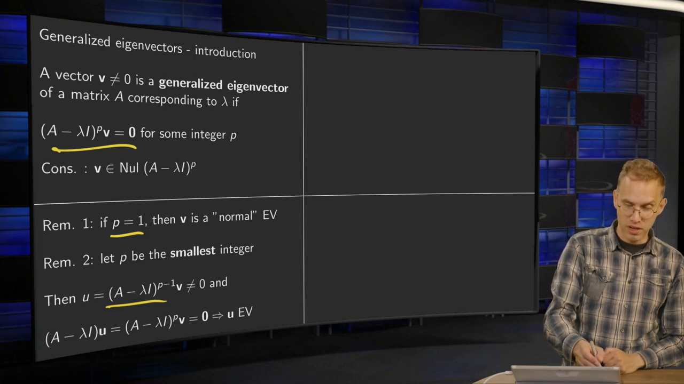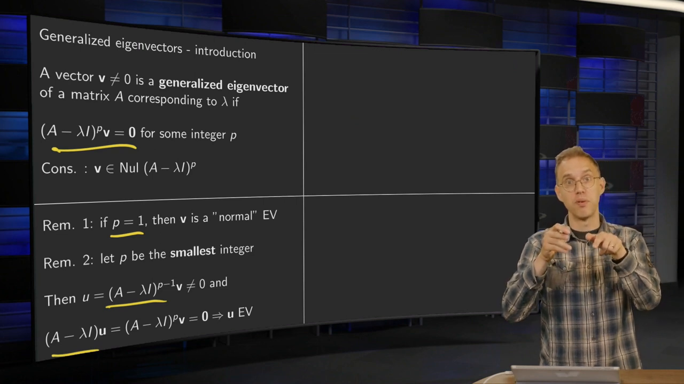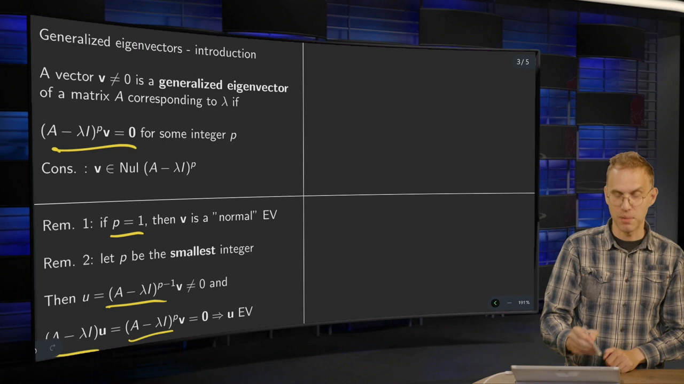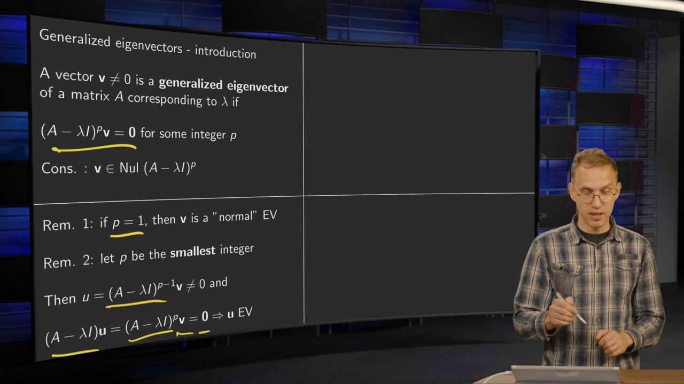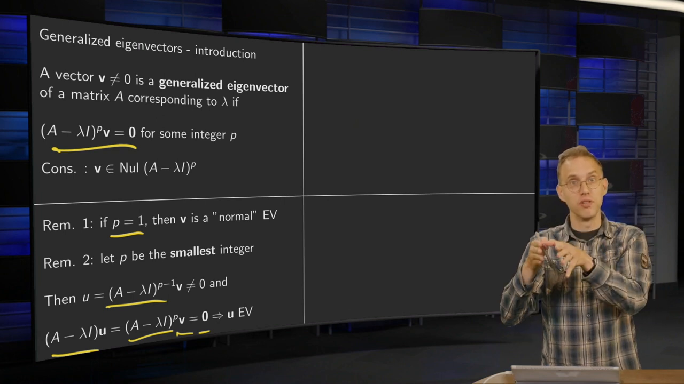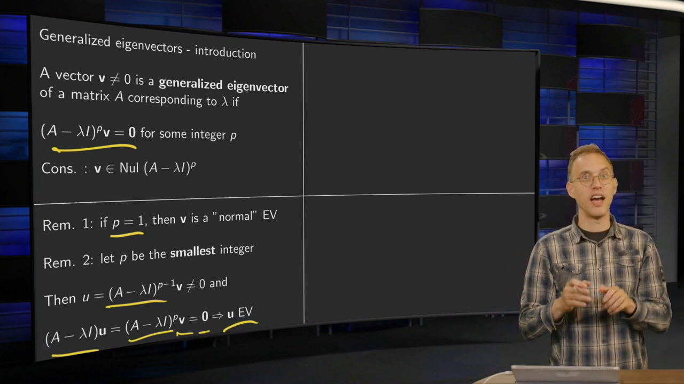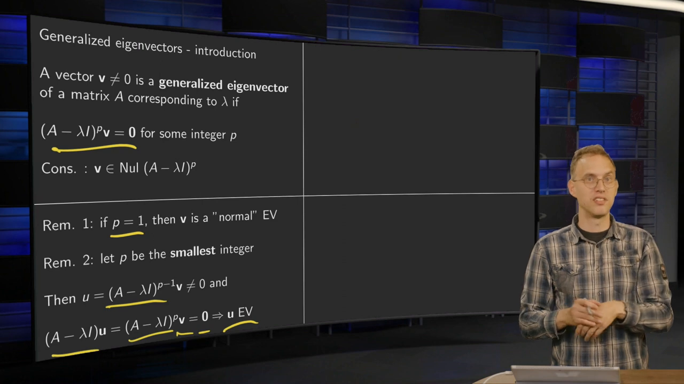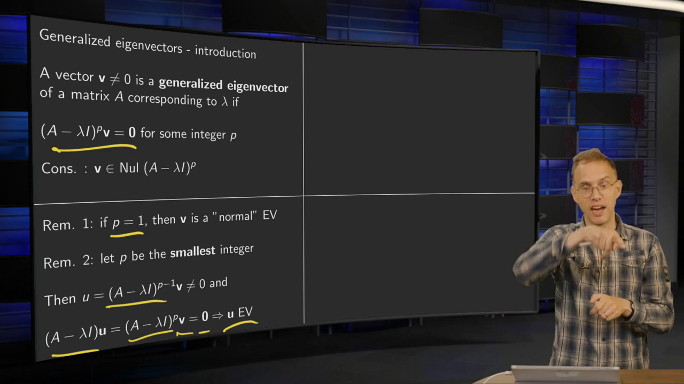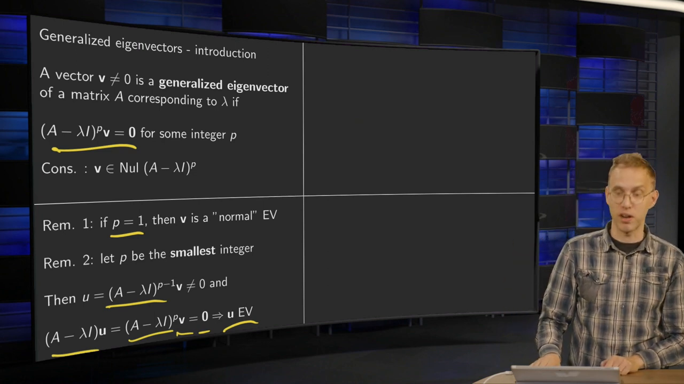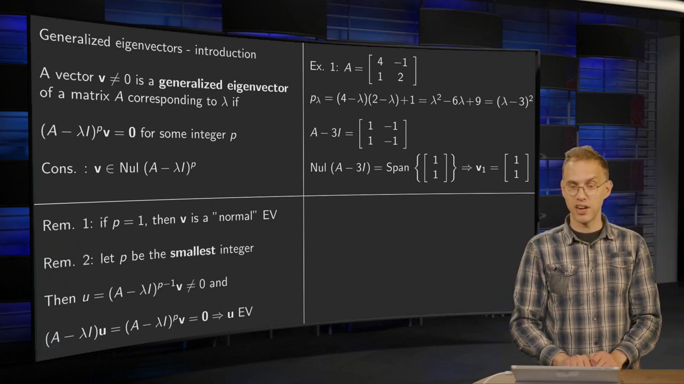Now, if you compute A minus lambda I times this U, you get A minus lambda I times A minus lambda I to the power of P minus 1 times V, which equals A minus lambda I to the power of P times V, which equals the zero vector. And then we see, hey, then we have A minus lambda I times U equals 0. So that means that this U is an eigenvector. So if you have some generalized eigenvector belonging to some P like 10 or so, then if you compute A minus lambda I to the power 9 times this V, you get an eigenvector back. That's a second remark. Now let's do an example to see whether we can compute these generalized eigenvectors.